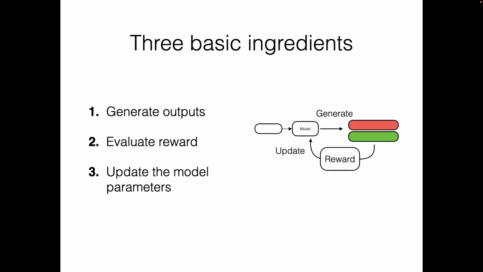Okay, so really if we zoom out, there are these three basic ingredients that are involved. First we're going to be generating the outputs, then we're going to be evaluating the reward, and then we're going to be updating the model's parameters. And we're going to keep doing this in a loop. But if we want to frame this as reinforcement learning and use the algorithms that we talked about in the last class, then the first step is to frame the problem as an MDP, or Markov decision process. So let me just introduce two different ways to do this.